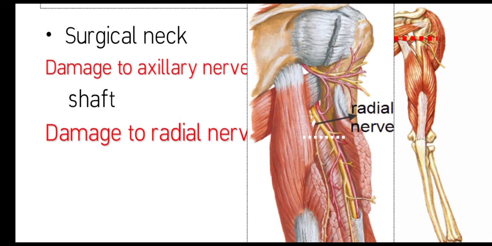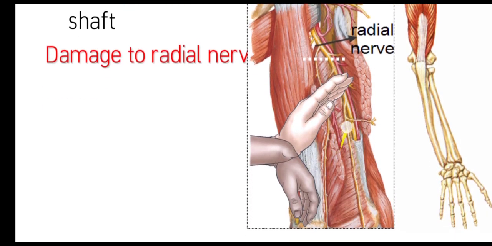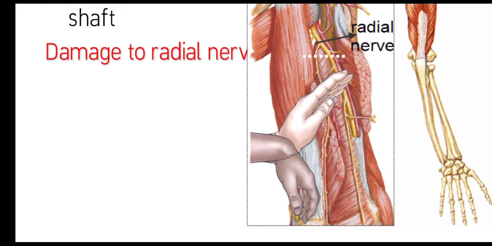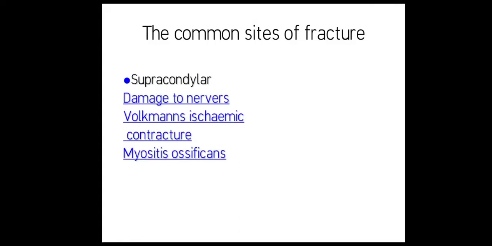Here you can see it. And this happens in the damage of radial nerve. Basically, it is responsible for the extension of the wrist joint, so there would be wrist drop seen in the damage of radial nerve. If there is damage to the medial supracondylar ridge, it causes damage to the ulnar nerve.